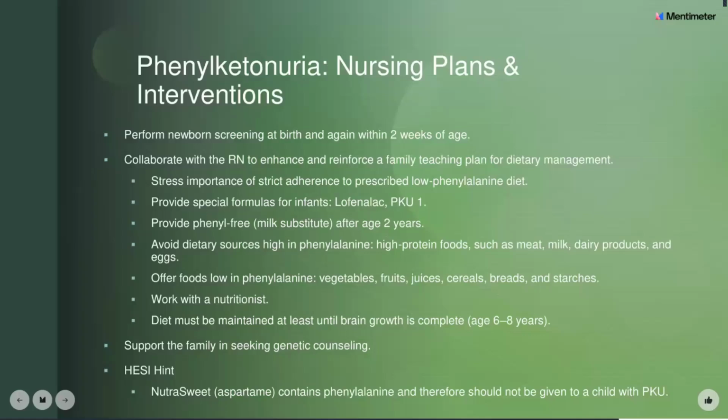And they have to avoid anything in their diet that could be high in phenylalanine. So high protein foods like meat, milk, dairy, and eggs. So lots of fruits, veggies, juices, cereals, breads, and starches. And we've got to maintain that diet until we've completed our brain growth. So at least 6 to 8 years. And then hopefully we can outgrow that.